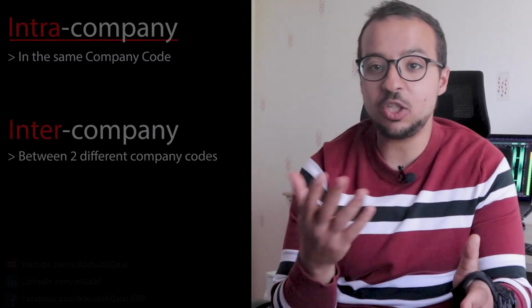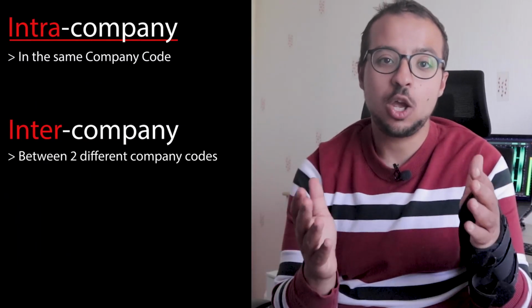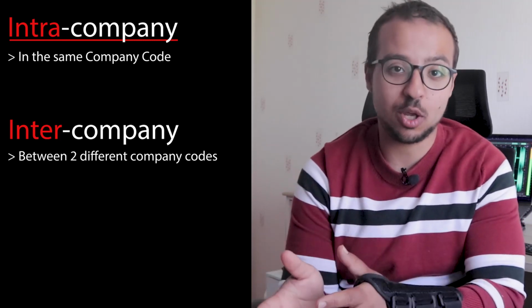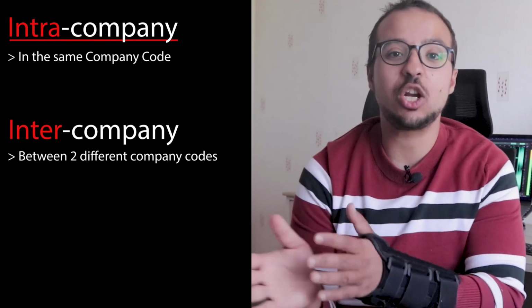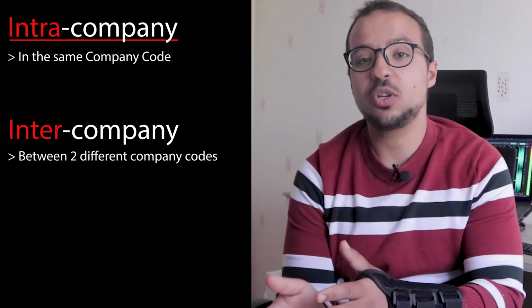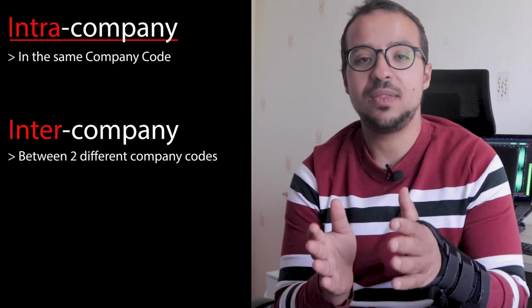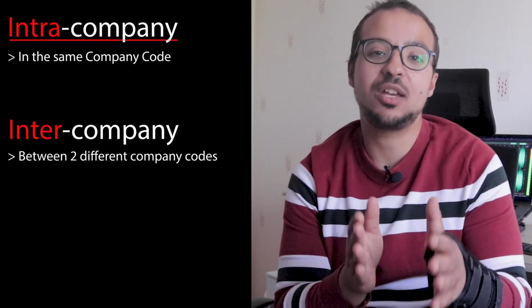In the video today, I will start explaining the fixed assets intercompany transfer, and as a reminder, the difference between intra-company and intercompany is this: when we transfer the asset within the same legal entity or the same company code, this is intra-company asset transfer. And when we transfer the asset between two different legal entities or two different company codes, this is called intercompany asset transfer. In the video today, I will explain the fixed asset intercompany transfer process and accounting entries.